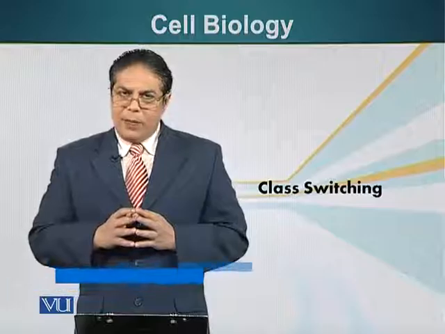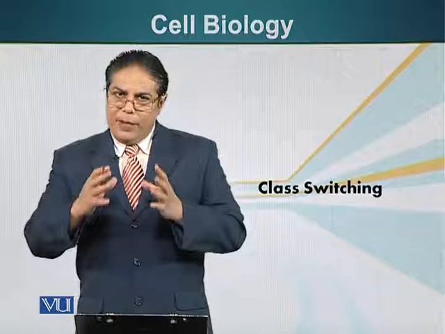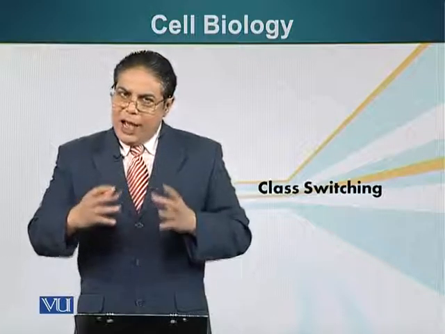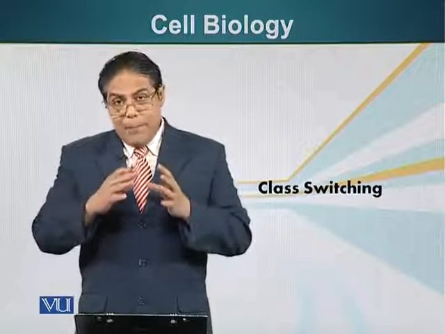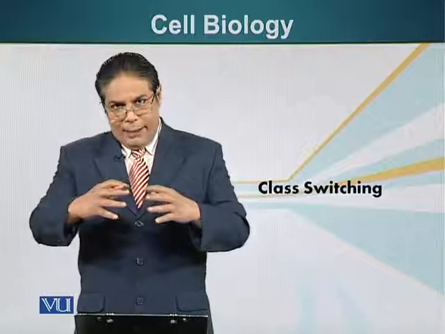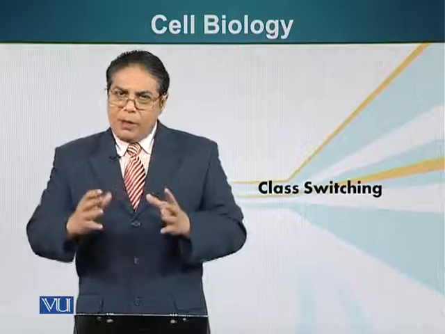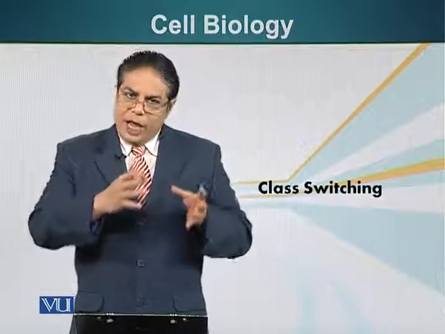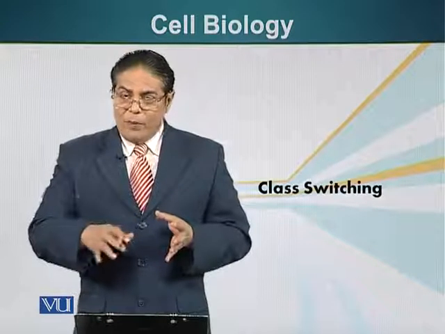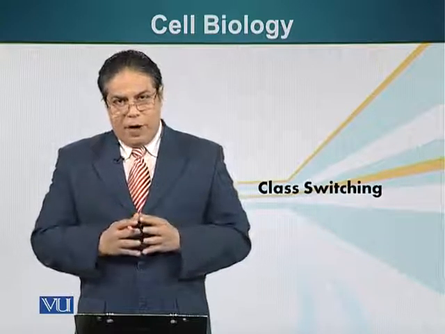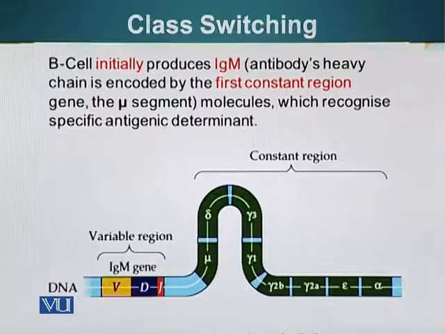Additionally, I will also tell you how B cells, which initially produce IgM antibodies embedded in the plasma membrane on their surface, are able to produce the same IgM antibody in a form that is now released into the extracellular environment. So let's begin our discussion.